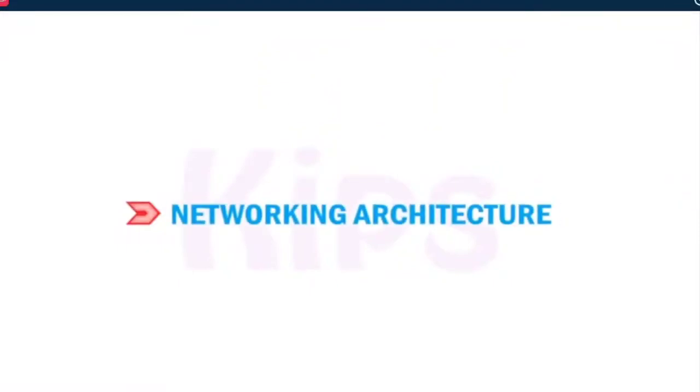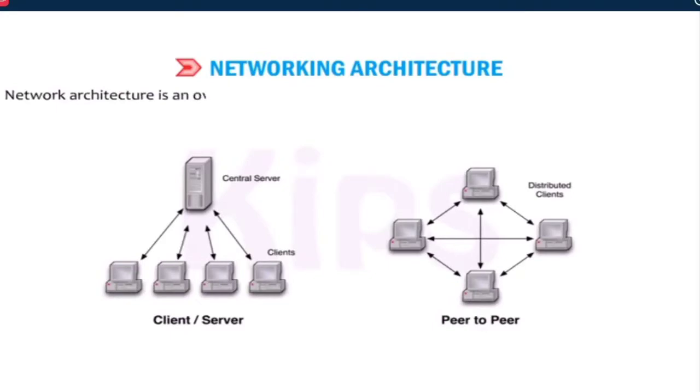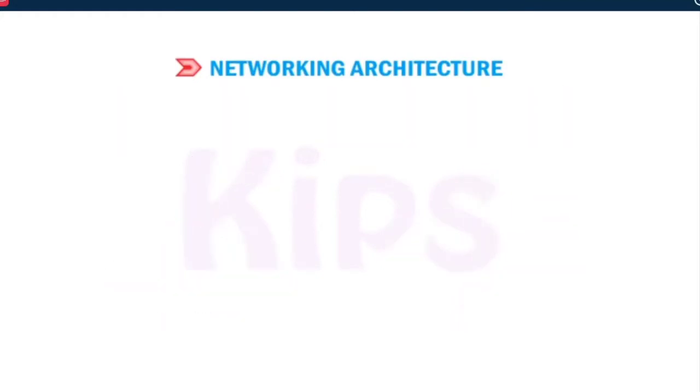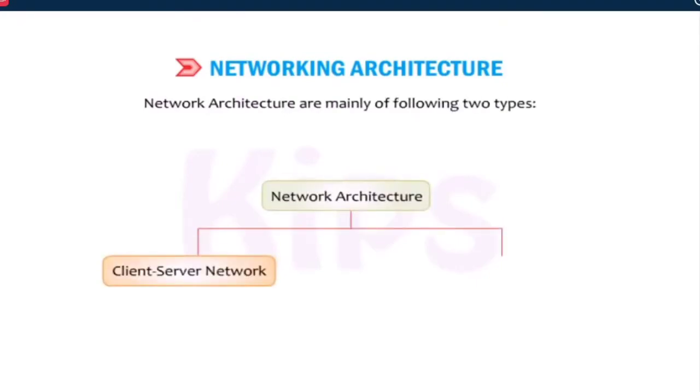Today, students, let's understand the networking architecture. Network architecture is an overall design of a computer network that describes how a computer network is configured and what strategies are being used in it. Network architecture is mainly of the following two types: client-server network and peer-to-peer network.